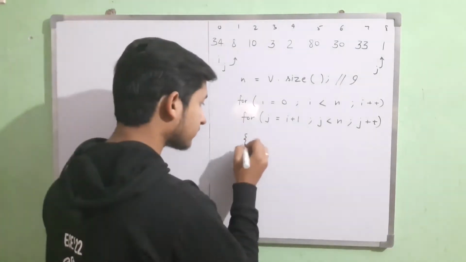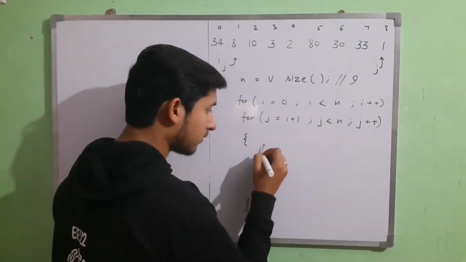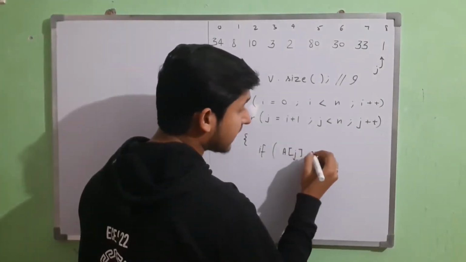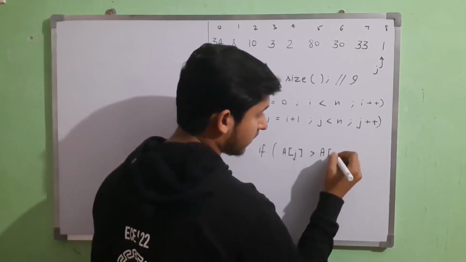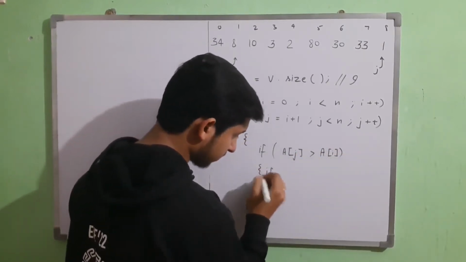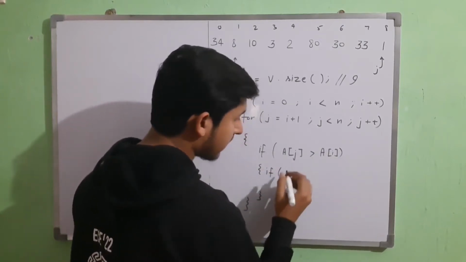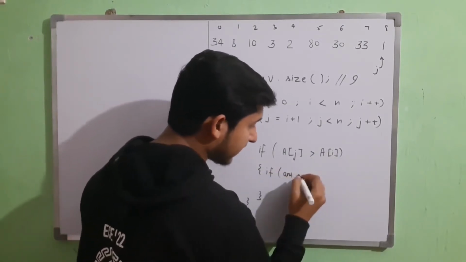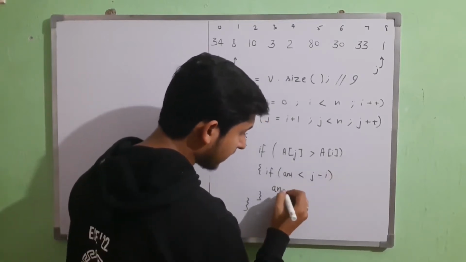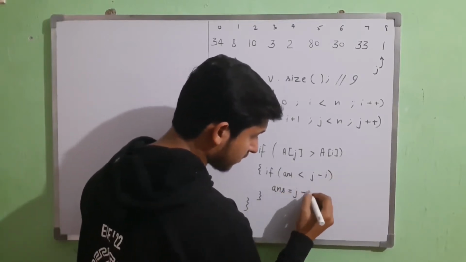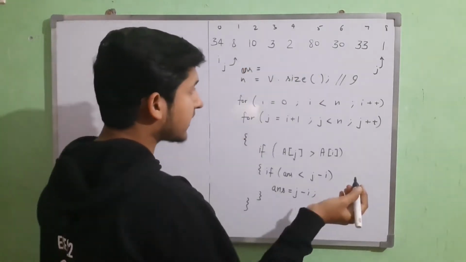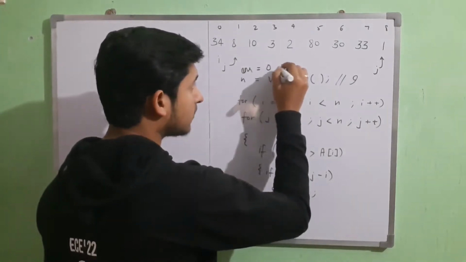And now, if aj is greater than ai, then if answer is less than j minus i, then answer will be updated, where answer was an integer value initialized with 0.